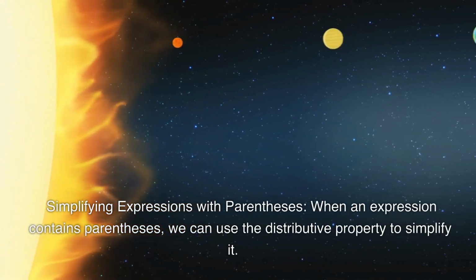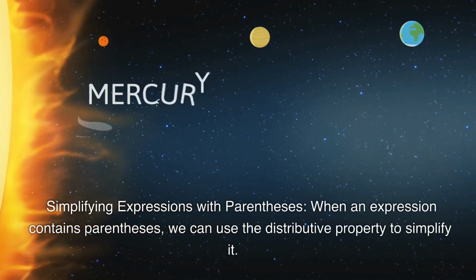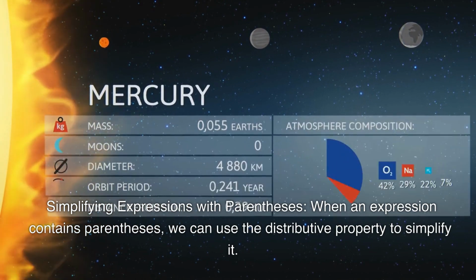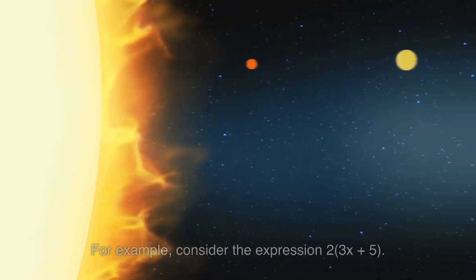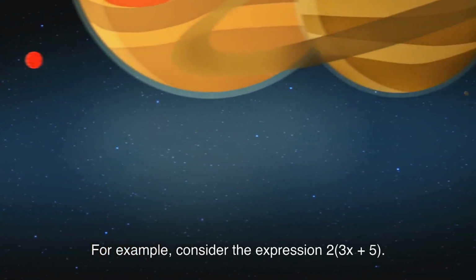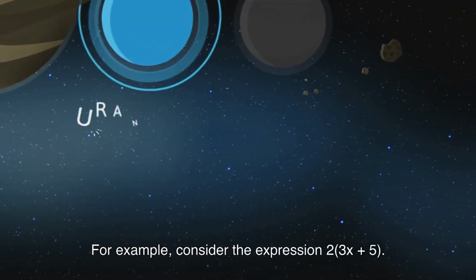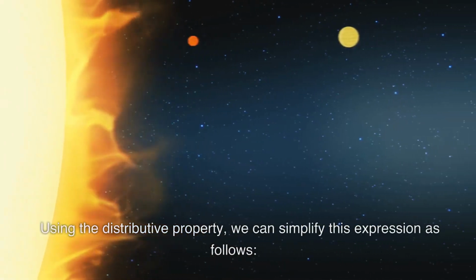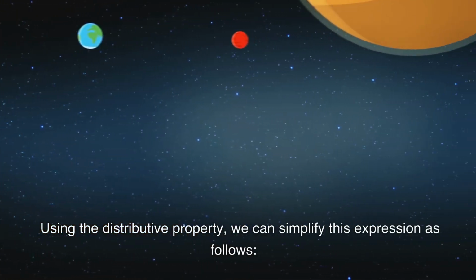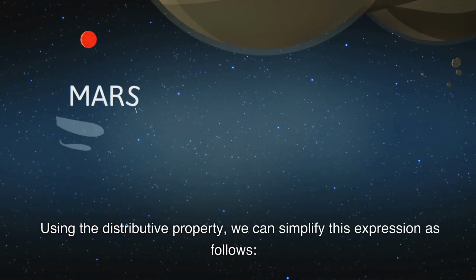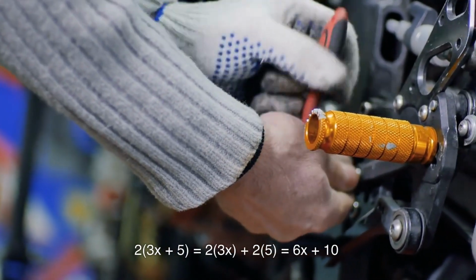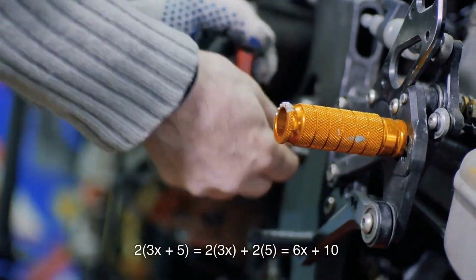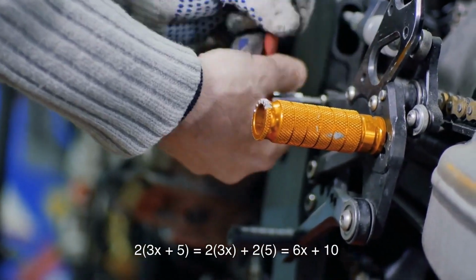Simplifying expressions with parentheses. When an expression contains parentheses, we can use the distributive property to simplify it. For example, consider the expression 2 times (3x plus 5). Using the distributive property, we can simplify this expression as follows. 2 times (3x plus 5) equals 2 times 3x plus 2 times 5 equals 6x plus 10.